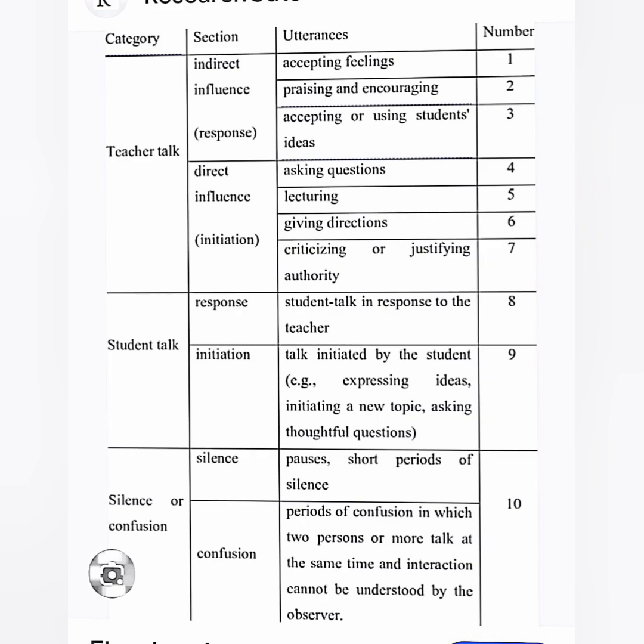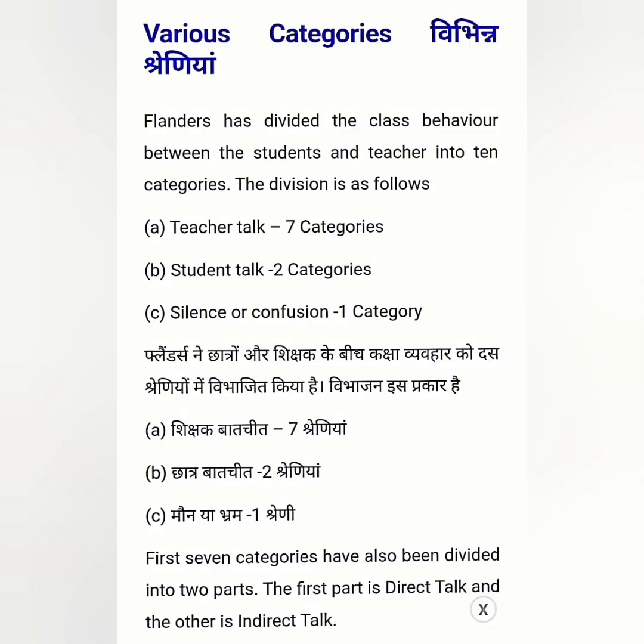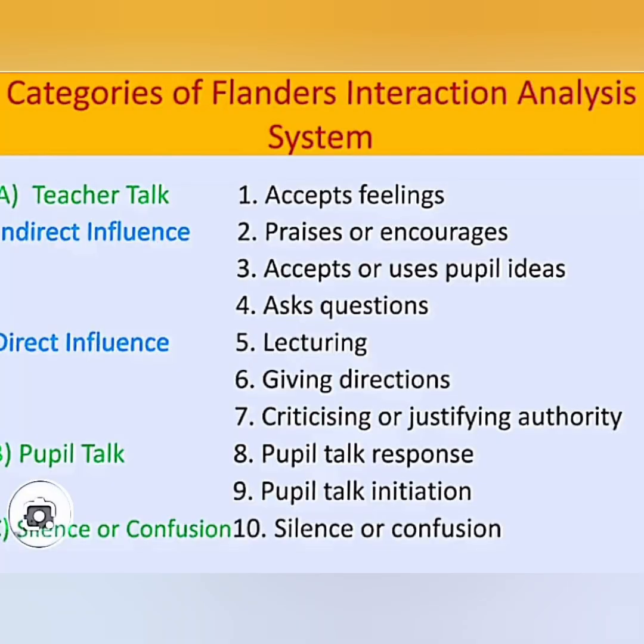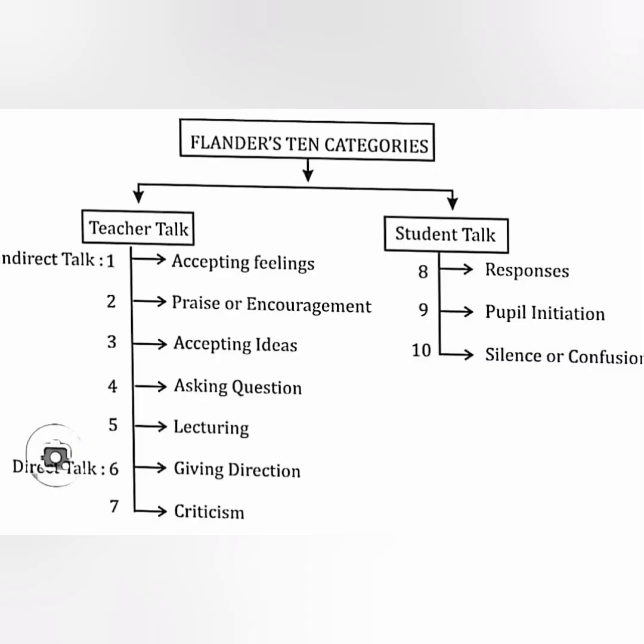There are 10 categories. These are divided into 3 main groups. First is teacher talk, which has points 1 to 7, and pupil talk has 2 points, 8 and 9, and the last is silence or confusion. Next, procedure of Flanders Interaction Analysis. The interaction is analyzed using a 10 by 10 matrix called the Flanders interaction matrix.